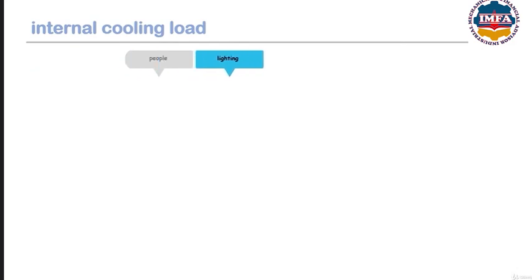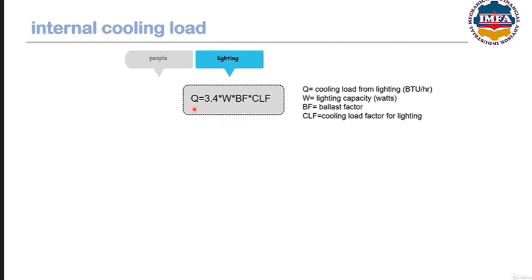Heat can also be gained into the system due to the lighting used in the conditioned space. So the cooling load due to lighting also has to be considered while calculating the total cooling load. The formula to calculate cooling load for lighting is given as Q equals 3.4 times W times BF times CLF. Over here, Q is the cooling load from lighting, W is the lighting capacity.